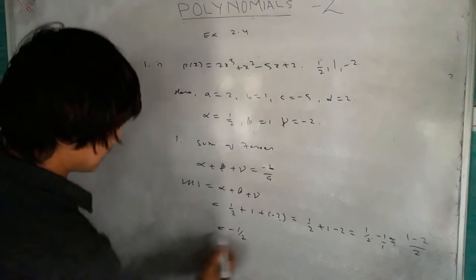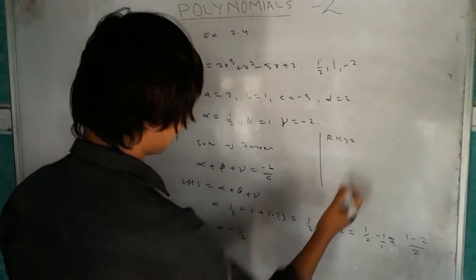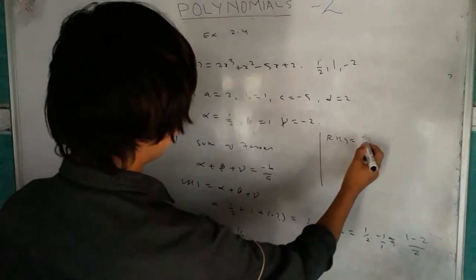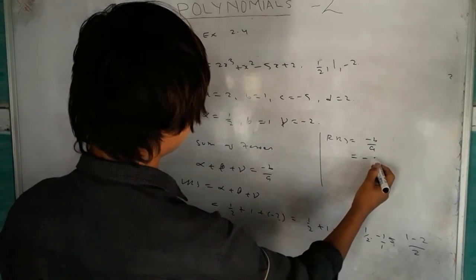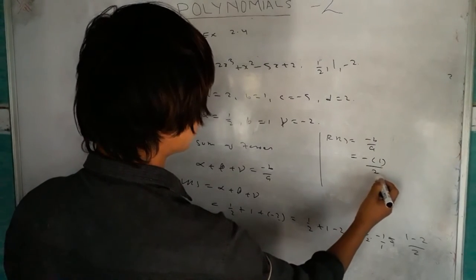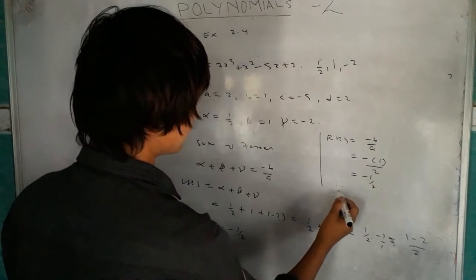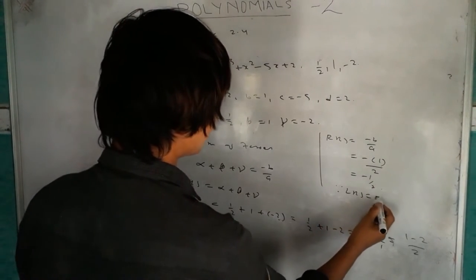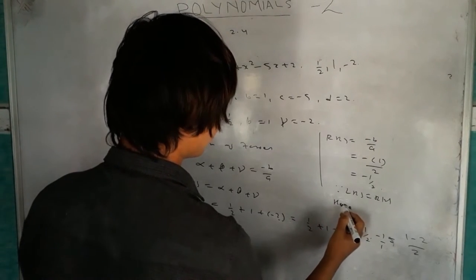Okay, so right hand side. What was our right hand side? Right hand side is minus b by a. What is b? B is 1. What is a? A is 2. So minus 1 by 2. Since LHS equals RHS, hence verified.